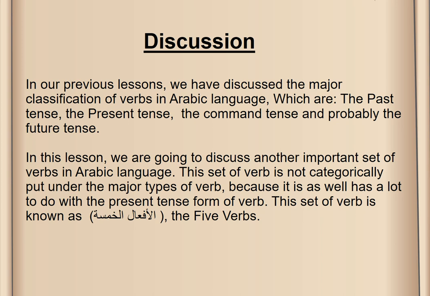In our previous lessons, we have discussed the major classification of verbs in Arabic language, which are the past tense, the present tense, the command tense, and probably the future tense. In this lesson, we are going to discuss another important set of verbs in Arabic language. This set of verbs is not categorically put under the major types of verbs because it has a lot to do with the present tense form of verb. This set of verbs is known as الأفعال الخمسة, the 5 verbs.